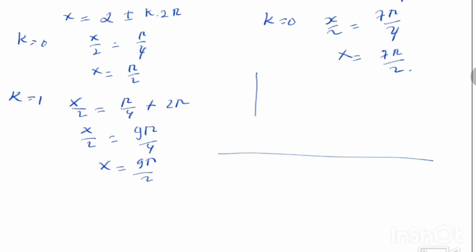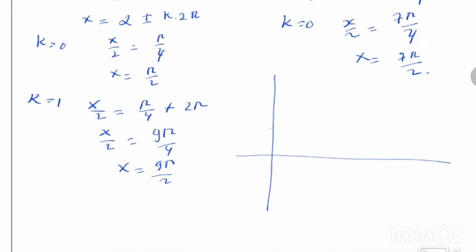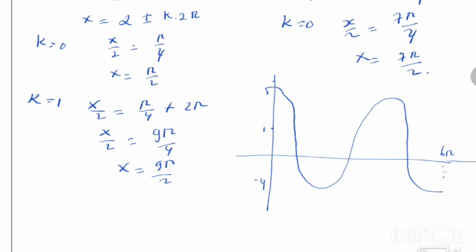Then our graph. So when you draw this one, for 4 cos(x/2) plus 1, you have this is 1 in the middle, and then the maximum is 5 and the minimum is negative 3. This is the x axis. So let's start this one. This is for 6 pi, so 6 pi divided by 2, you get 3 pi.